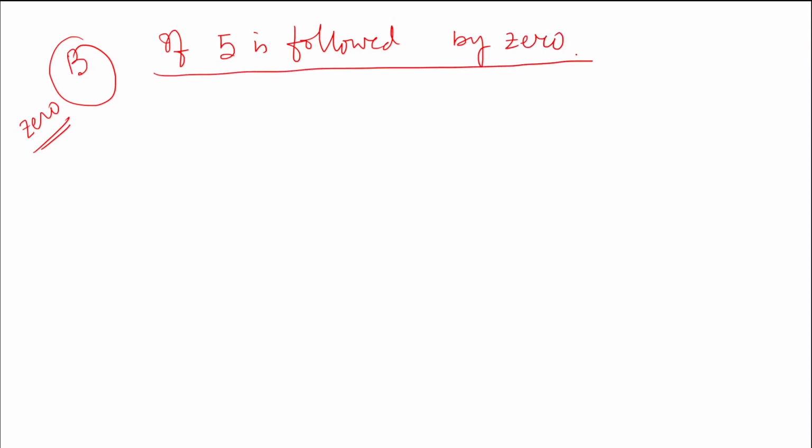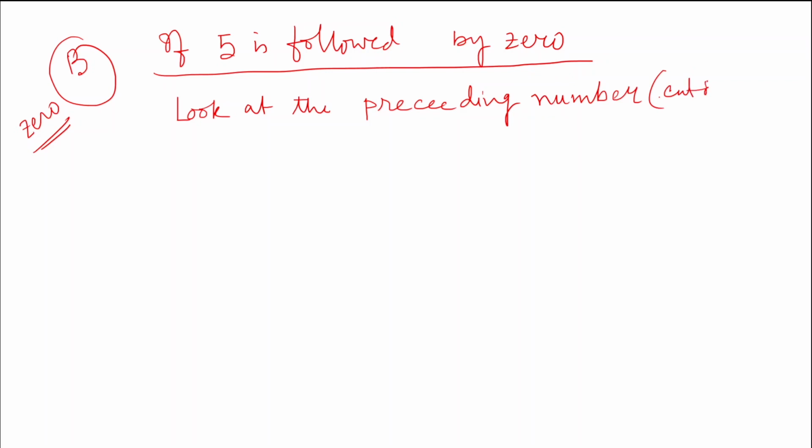Now let us come to the part B of this rule, that is the zero part. That means if 5 is followed by 0, then what will happen? Look at the preceding number. So I repeat, if 5 is followed by 0, look at the preceding number, that is the cutoff number.